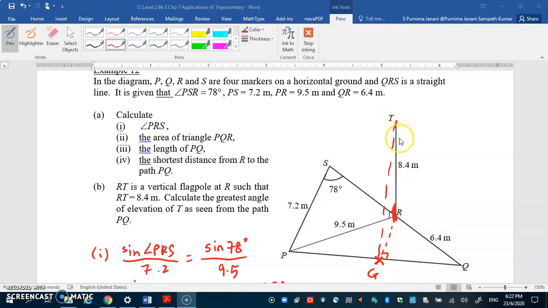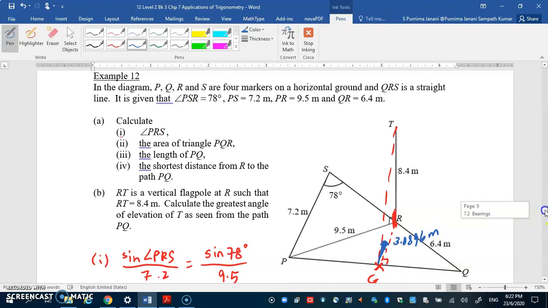I only know this side is 8.4. I know my length over here because I found out just now, it was 3.0896. And I'm supposed to find the greatest angle of elevation, which is over here. Recall that angle of elevation is the angle between the horizontal and the line of sight. So everything is now upright, standing on the paper or on the flat ground. So if I want to find this angle and I have the opposite side and the adjacent side over here, which is the 3.0896, I can use my tangent to find the angle over here.